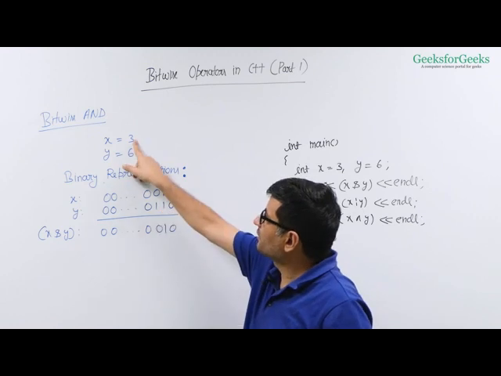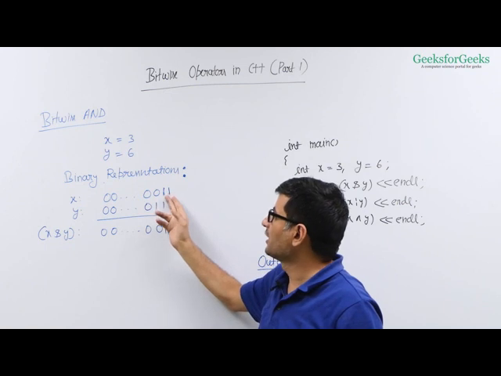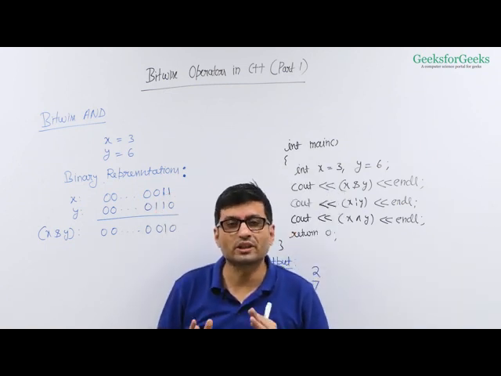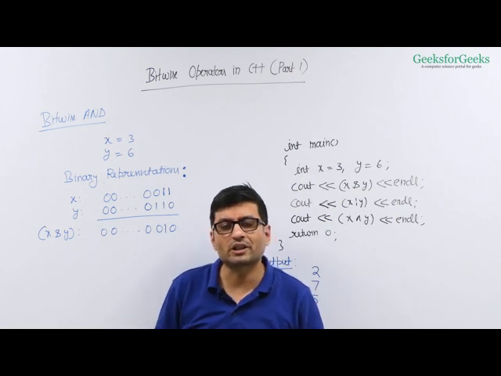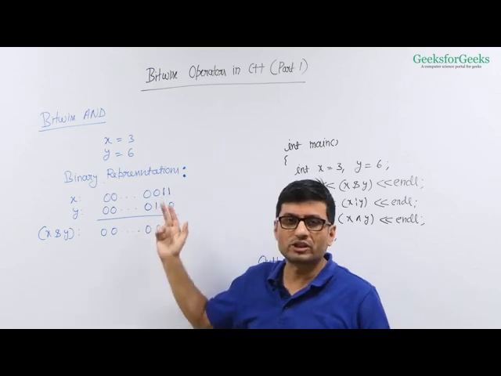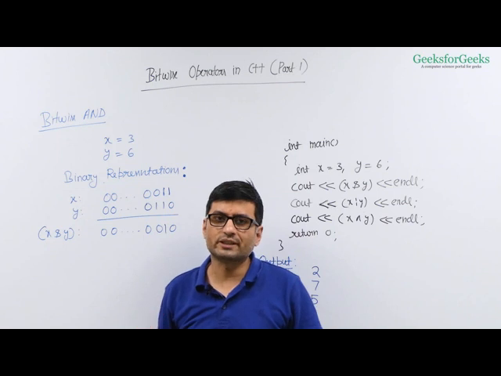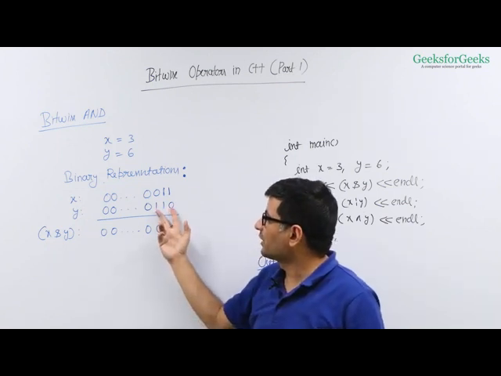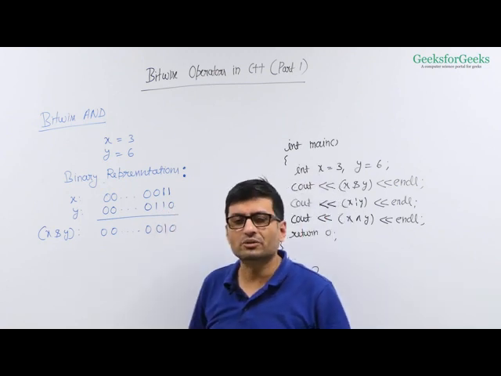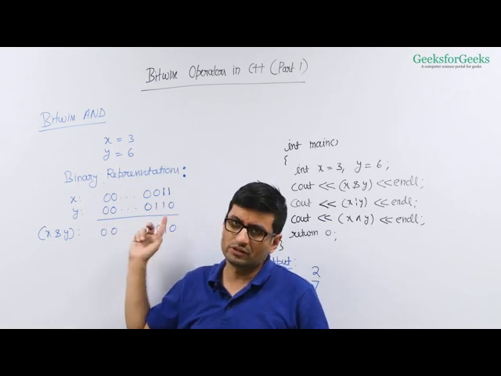So the binary representation of 3 is this. We have the first 30 bits as 0 and then 2 bits as 1, considering that integers are represented using 32 bits. If they are represented using 64 bits, then the first 62 bits will be 0 and the last 2 bits will be 1. The binary representation of y, which is 6, is going to have 1, 1, 0 as the last 3 bits. And if integers are represented using 32 bits, then the first 29 bits are going to be 0.